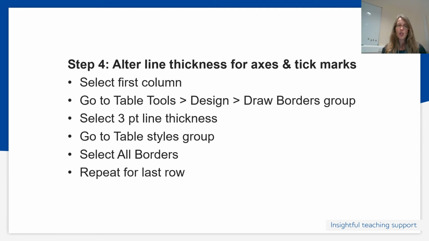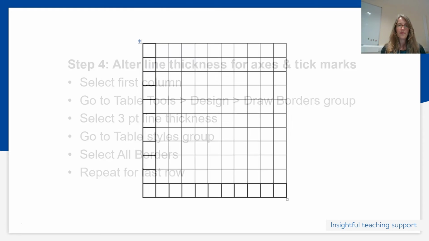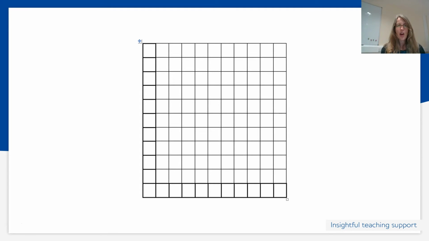I would then go, again, to the Table Styles group and select all borders, and that would hopefully make all that first column a much thicker outlined grid. I would then do exactly the same, but this time selecting the last row at the bottom of the table and making that, again, all outlined in 3-point line thickness. Having done that, this is hopefully what you have on the screen.